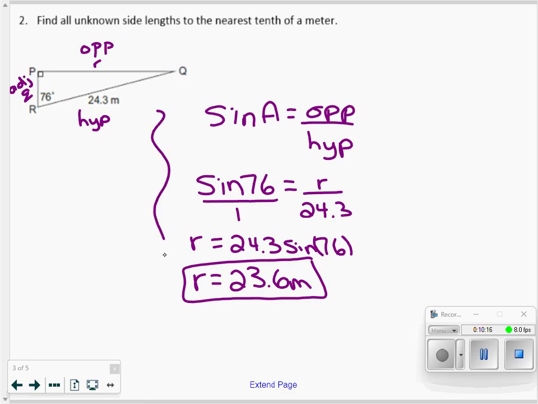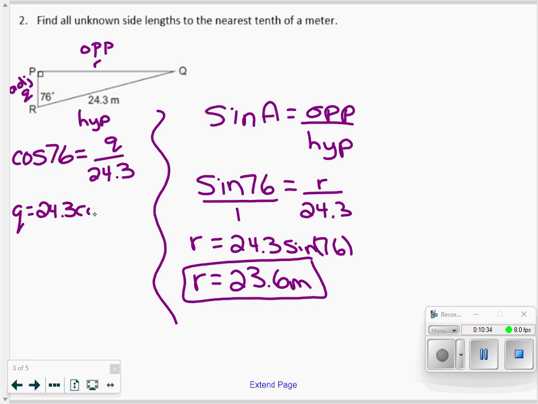All right, trig ratio, I'm doing cos of my angle equals adjacent over hypotenuse. So Q over 24.3. Again, numbers on the bottom, so we multiply the two. 24.3 cos 76.